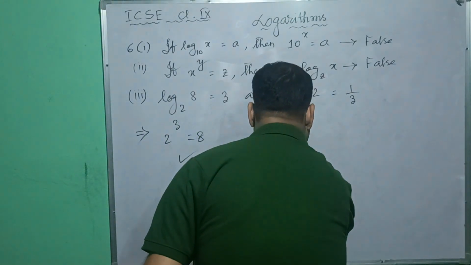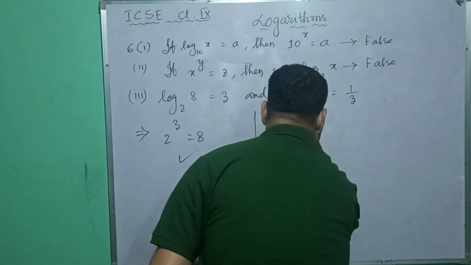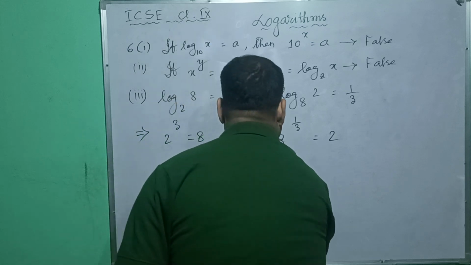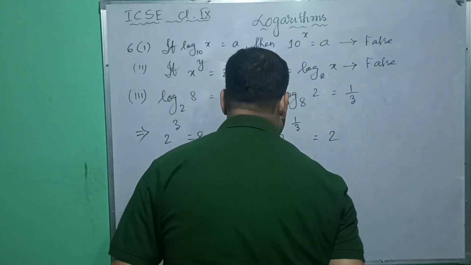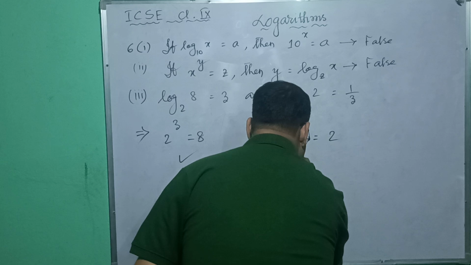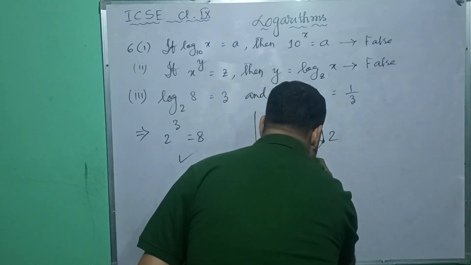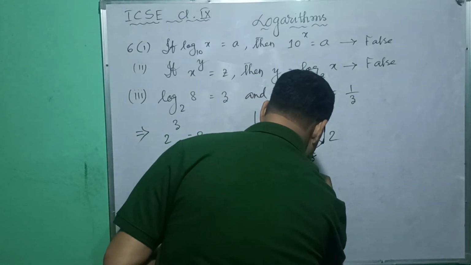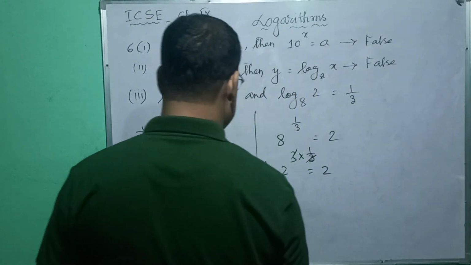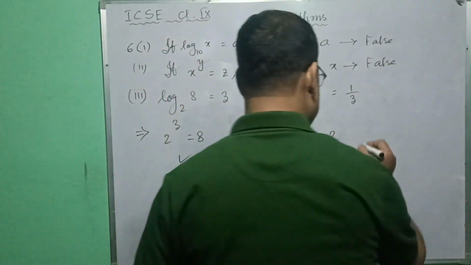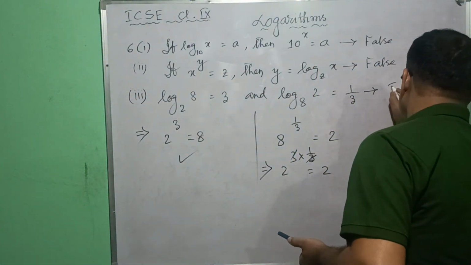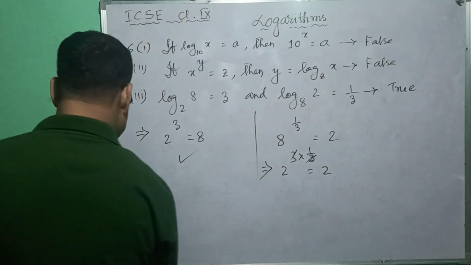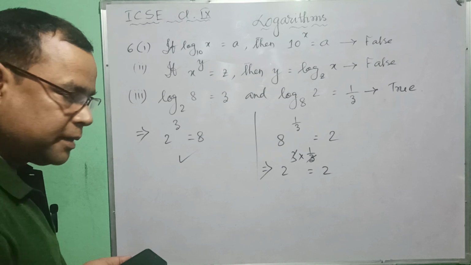It means 8 to the power 1 by 3 equal 2. And that one also is correct, as 8 equal to 2 cube and the power is 1 by 3. So the powers are multiplied, 3 cancels, so it equals 2. So the third statement is true. We'll write here true. So this is question number 6. Now we'll start question number 7.